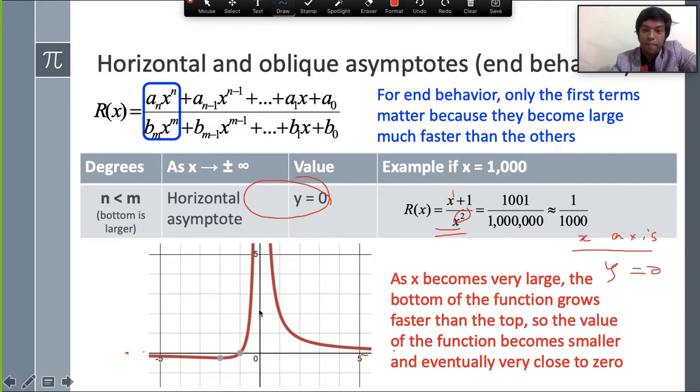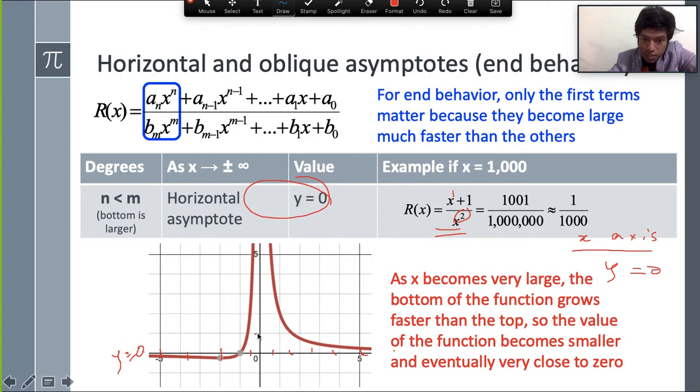And yeah, so let's come back to this point. Case number 1 is if the power of x is bigger in the bottom, then the horizontal asymptote is the x-axis, or y equal to 0. X-axis and y equal to 0 are the same thing, because at this line everywhere y equals 0. That is why it is called the y equal to 0 line.